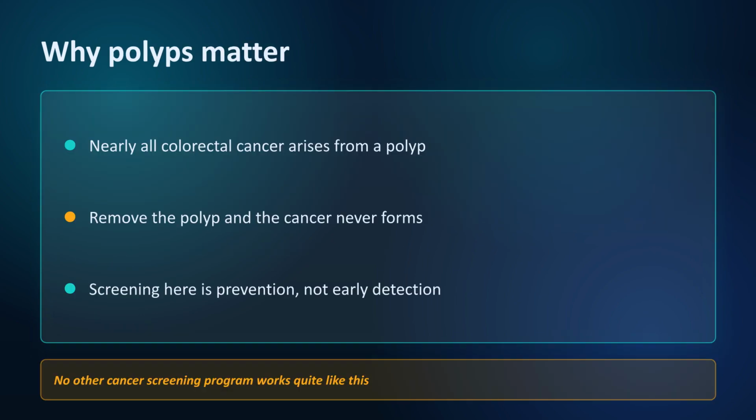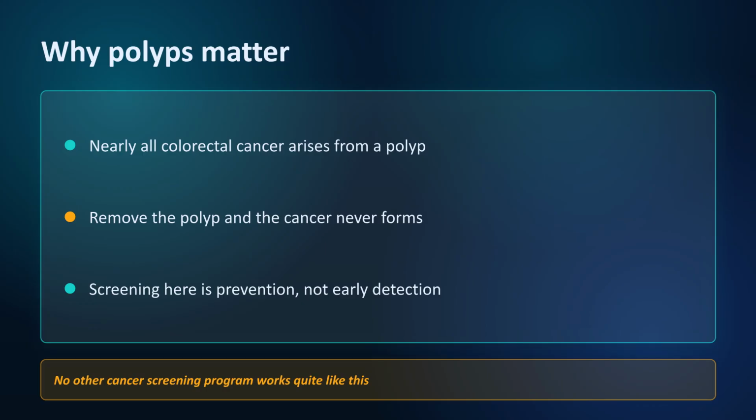Why do we care so much about polyps? Because the overwhelming majority of colorectal cancers begin as one. That single fact makes colorectal cancer unusual among cancers. In most cancers, we screen to find disease early, when it is small and still curable. In colorectal cancer, we screen to find and remove the precursor lesion, so that the cancer never forms at all. That is true prevention, not early detection.